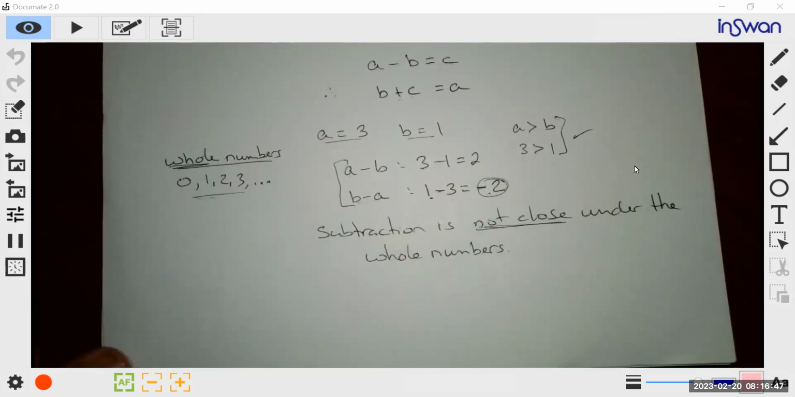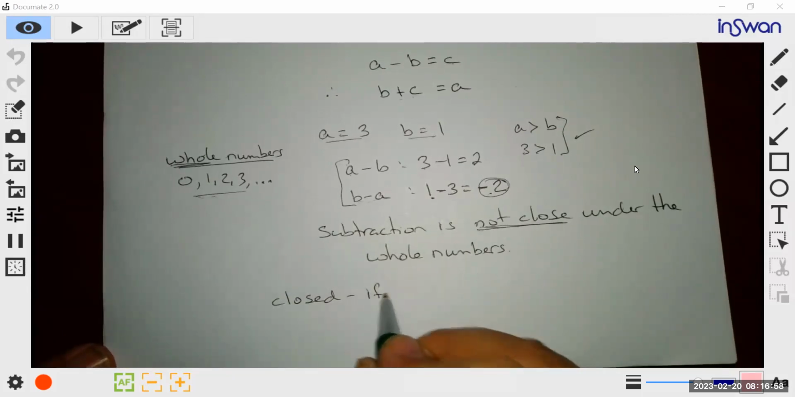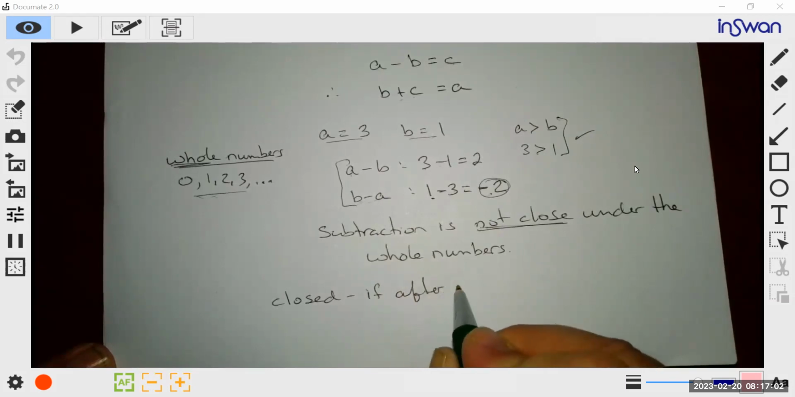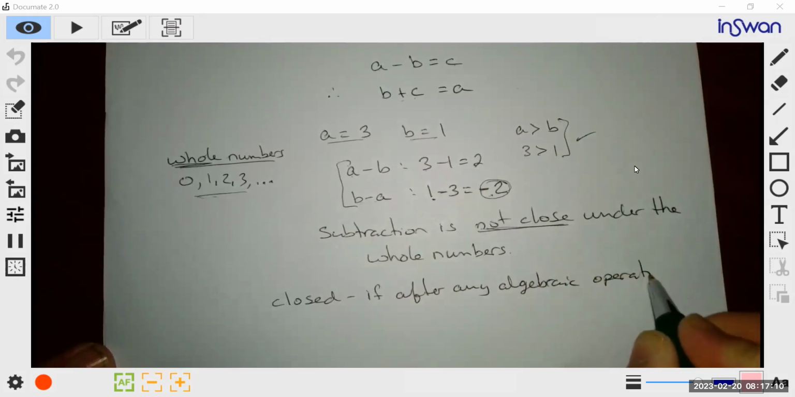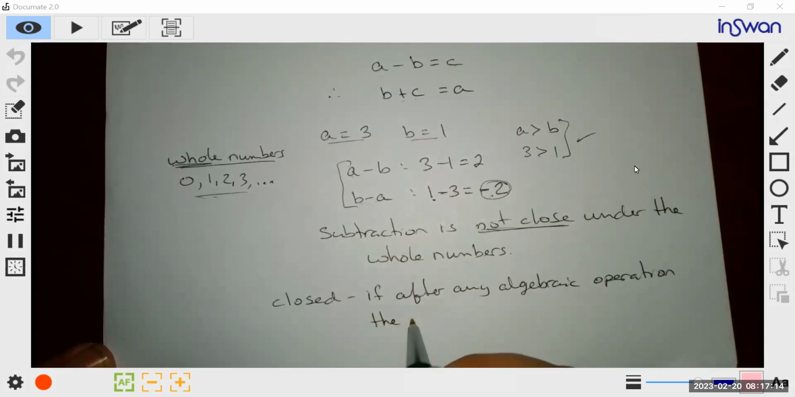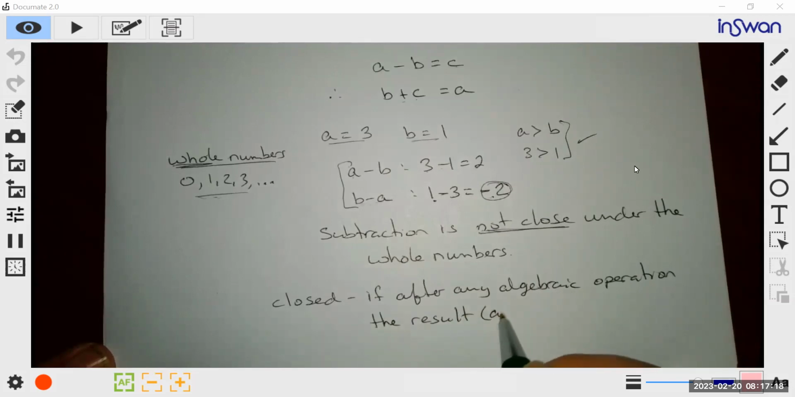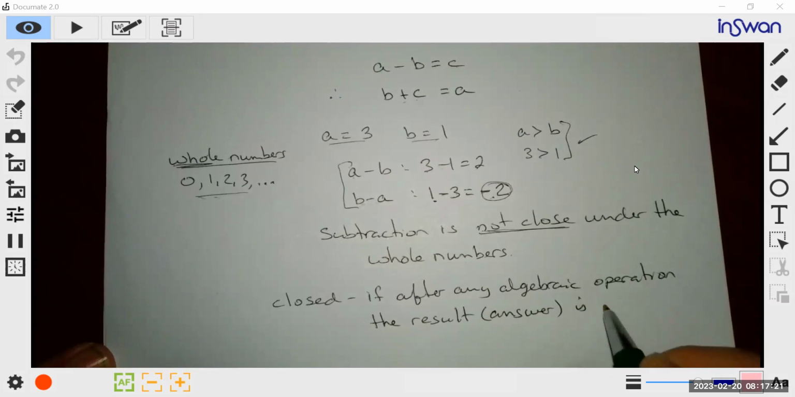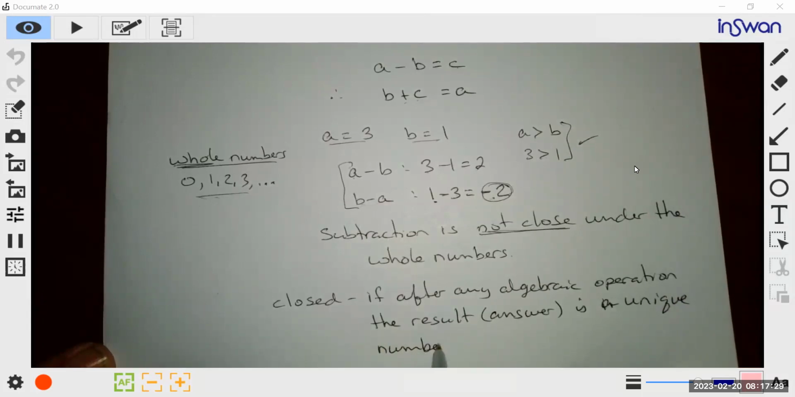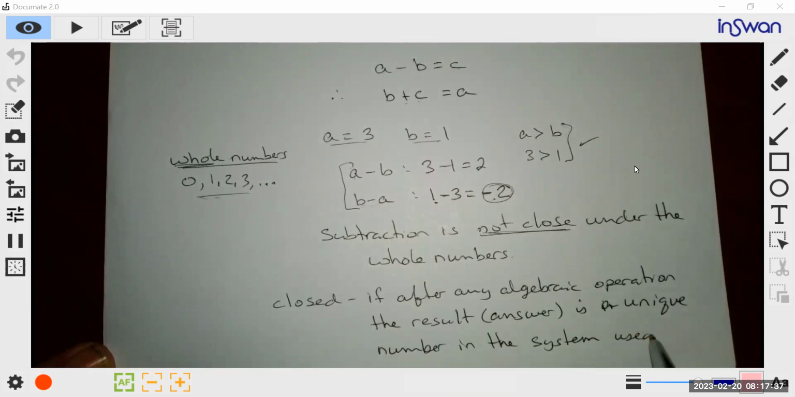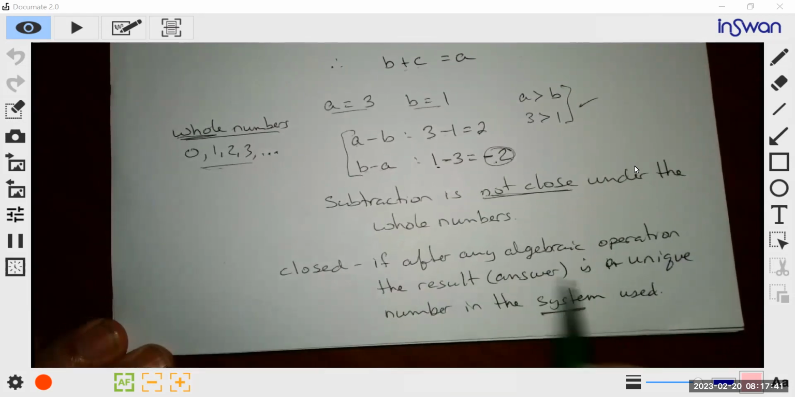What do we mean by not closed? A system is closed if after any algebraic operation, the result or the answer is a unique number in the system used. By system, here we're talking about whole numbers.